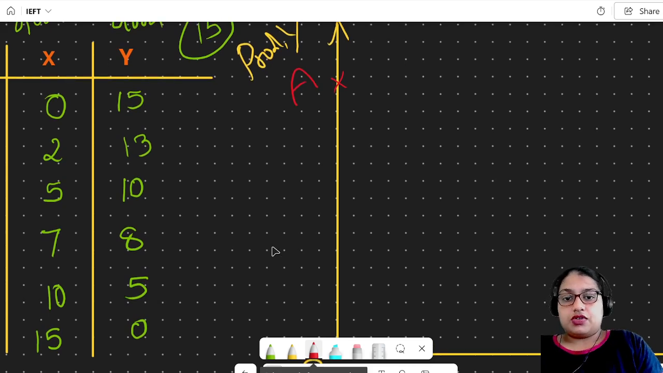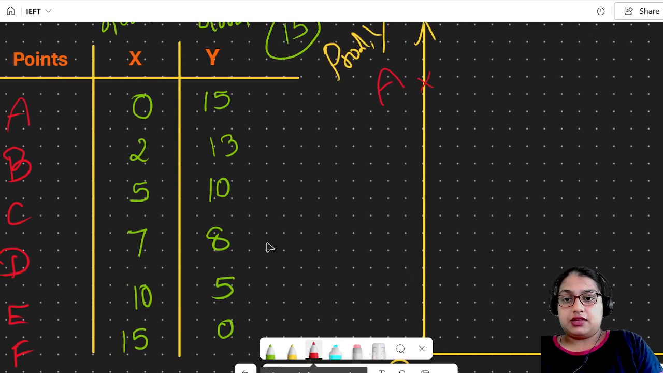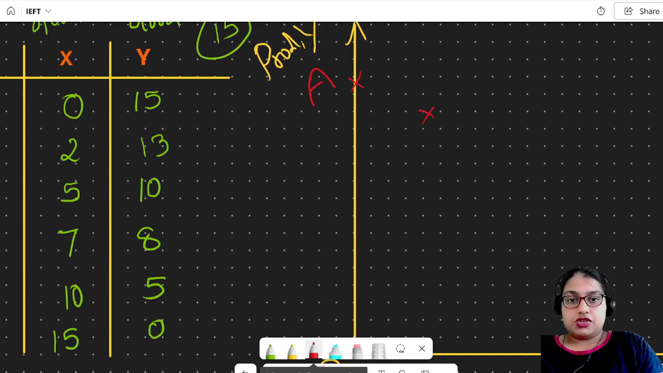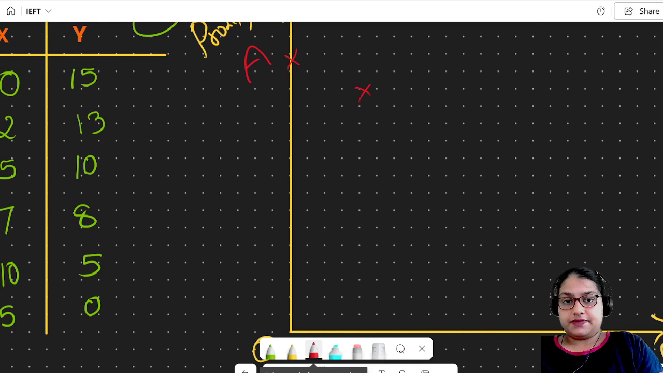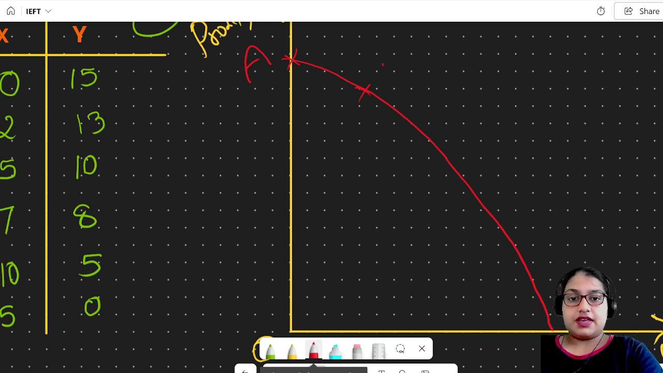Okay. Now come looking at point B. X-axis is 2, y-axis is 13. So it will be like this. Okay. So we can draw that as a curve actually. Somewhat like this. So I have A, I have B, have C, have D, have E, have F. See, I've drawn the whole thing.